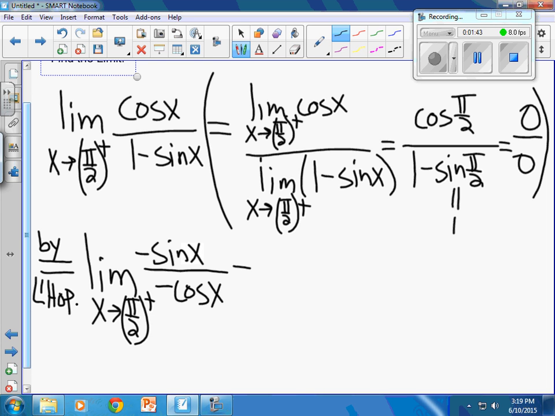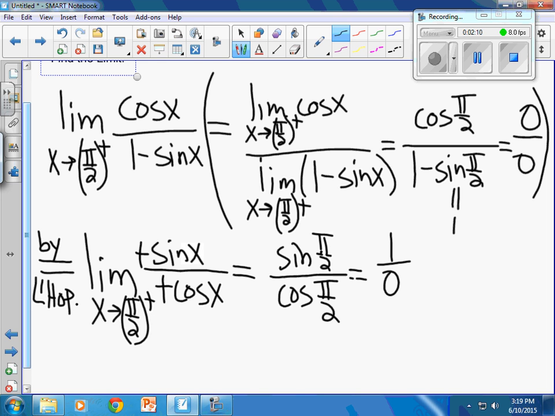Now when we try to do our quotient law, of course the negatives will cancel. We would again do the limit of the numerator. That's a continuous function, so we get the limit of sine of pi over 2, divided by cosine, which is also a continuous function, so we substitute in the number. So we have the sine of pi over 2 divided by the cosine of pi over 2. Sine of pi over 2 is 1. Cosine of pi over 2 is 0. So this tells us that this limit is not going to exist because the denominator is 0, the numerator is not 0. So we're going to get some variety of infinity here.